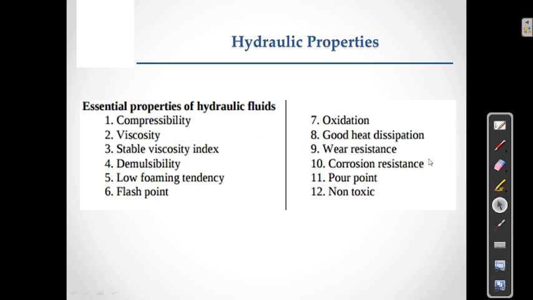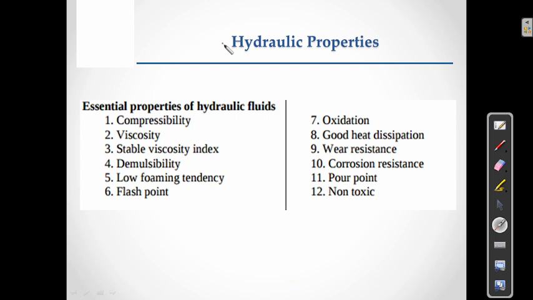Now we are going to see about the hydraulic properties. Previously we saw the whole hydraulic system. Now we are going to the hydraulic properties. What are all the properties?